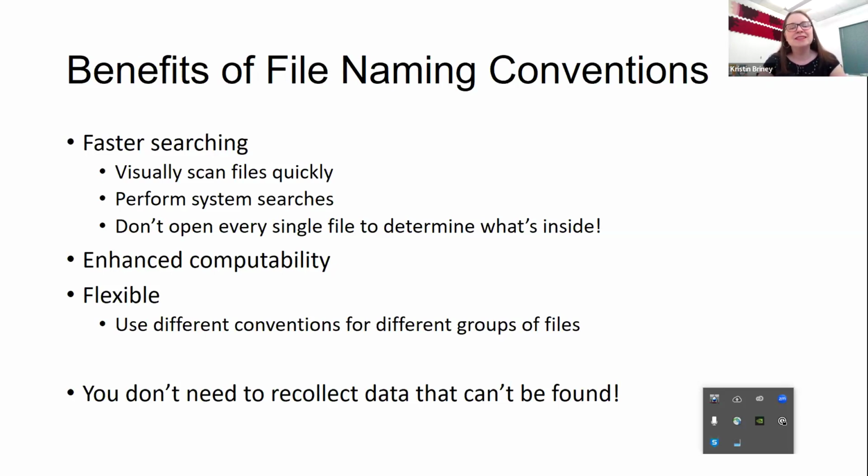But you basically can create file naming conventions for different groups of files, different projects. Every time I start a new project, I create a new naming convention and put whatever I need in that convention for that project. Finally, if you're going to label your files, it will save you time later. If you can't find your file, normally, you might have to recollect that data. But that saves you a huge amount of headache to not have to go back and recollect data that you already have somewhere, maybe on your computer.